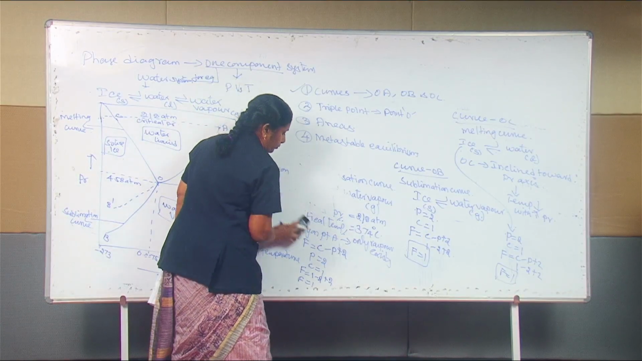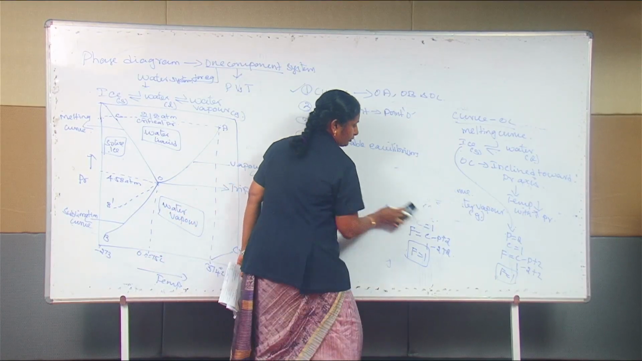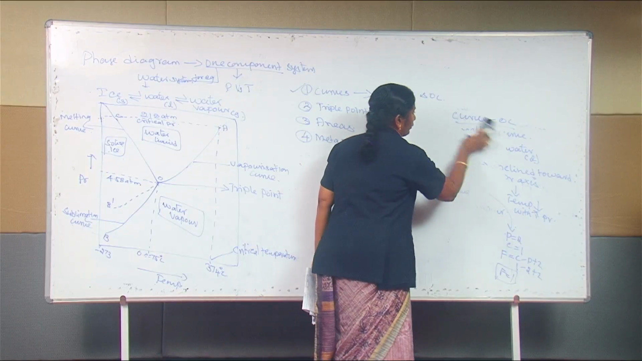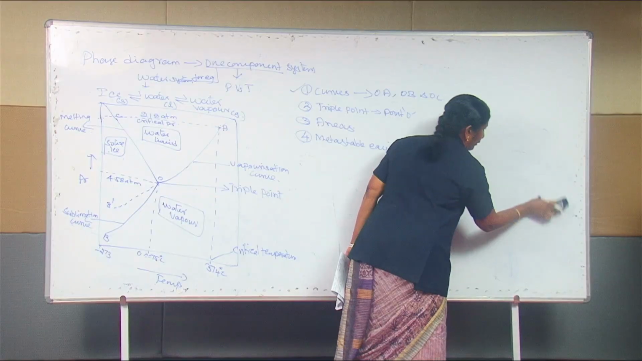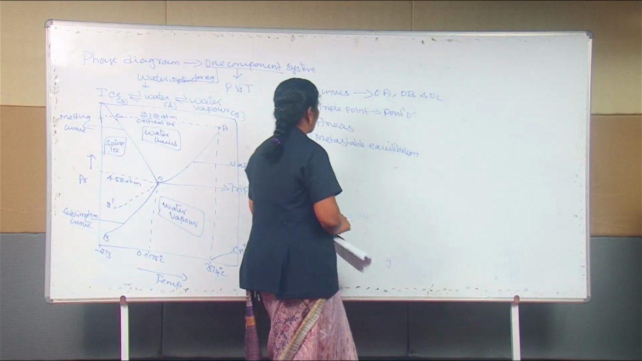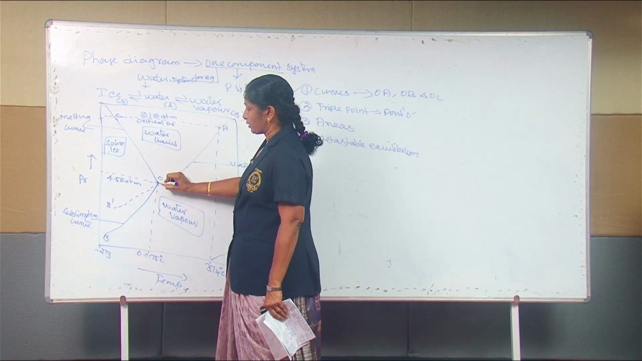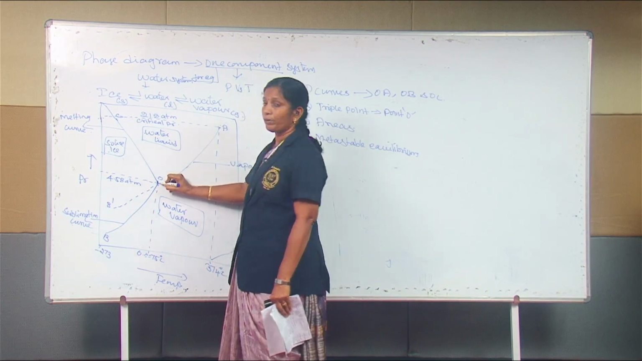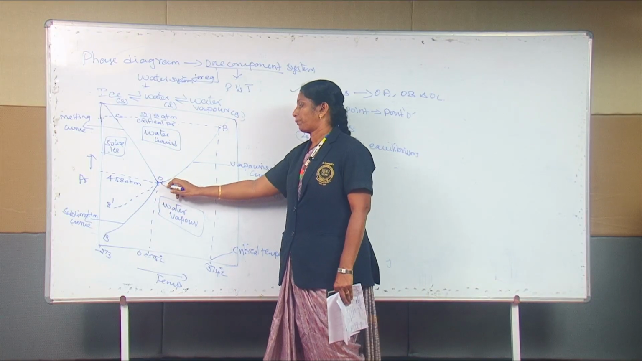Okay, and the next thing in the phase diagram is called the triple point, or point O. This is a triple point. At point O, the three curves meet, and that is called point O or the triple point.